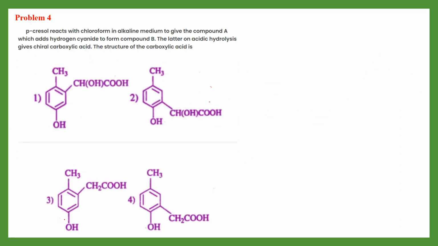So this is your problem number 4. Paracresol reacts with chloroform in alkaline medium to give the compound A, which adds hydrogen cyanide to form compound B. The later on acidic hydrolysis gives chiral carboxylic acid. Then tell the structure of carboxylic acid. Let me explain this question for you.